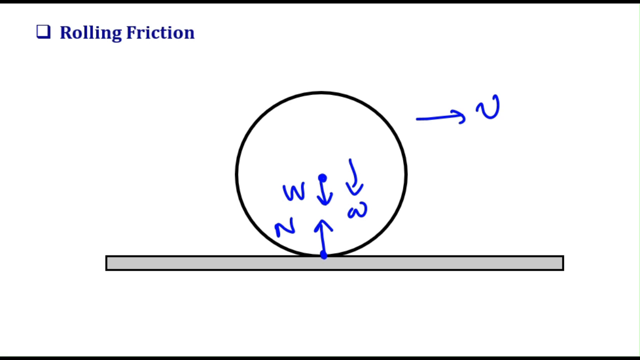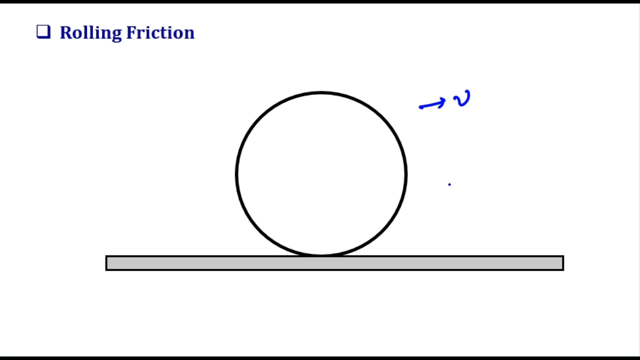Now we can see here, there is no horizontal force on this body. There is no force against its motion. So we can say at this point, there is only one force. You can see it as normal. So we can say that there is no rolling friction. But this is not the situation in practical.